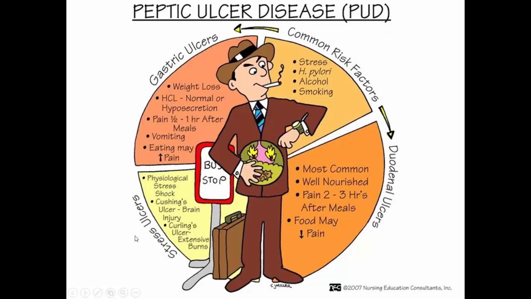Now, in addition to all these factors, remember that patients that are critically ill, hospitalized, they tend to have what's called Curling's ulcer. And those ulcers are related to stress, to vasoconstriction, Cushing ulcers as well in patients that have neurological damage, and Curling ulcers in addition, patients that tend to have burns. Gastric ulcer, on the contrary, is not related to well-nourished patients. Patients tend to have weight loss. The pain is increased by meals. They tend to have vomiting.